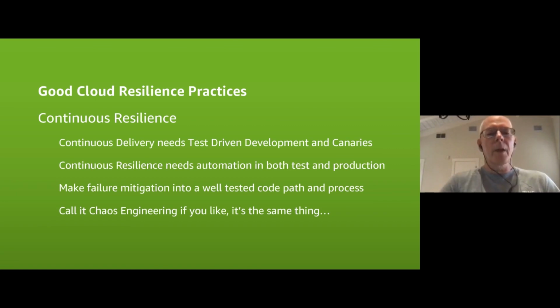So the other thing we want to get to here is continuous resilience, continuously tested resilience. Just like continuous delivery has test-driven development and canary testing, you need the same kind of things for resilience. And that way you're building failure mitigation into a well-tested code path. And I don't care if you call it chaos engineering. Some customers don't like the word chaos in production, so we'll call it continuous resilience in production and chaos engineering in test, or whatever the wording is. So sometimes you just need to get it done and avoid upsetting anybody with the idea that you might have chaos in production.